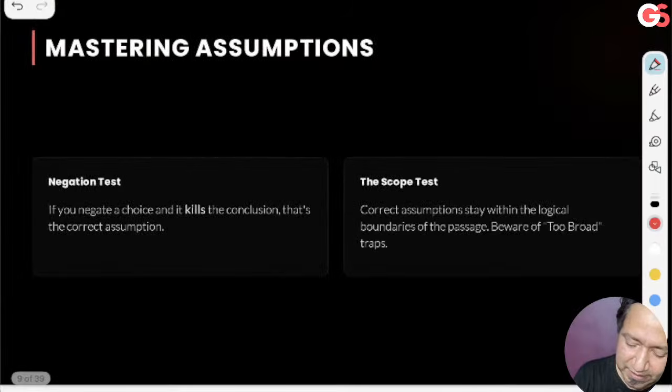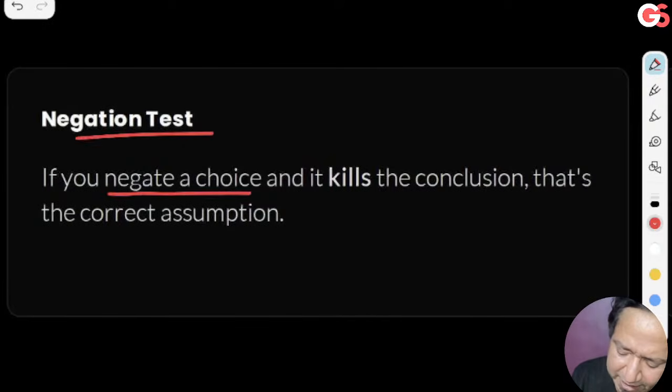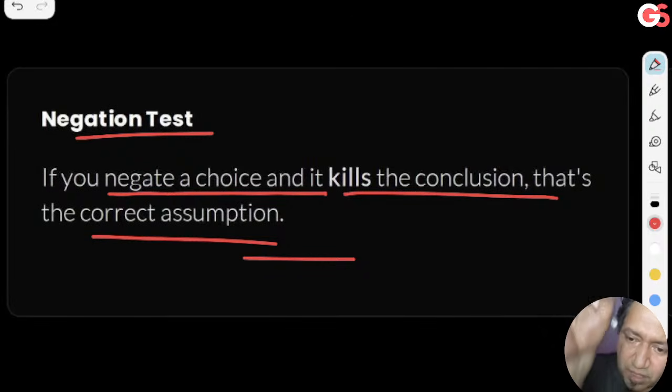Now, next, mastering assumptions. How do you know if something is an assumption, and how do you master the art of understanding assumptions? First is the negation test. If you negate a choice and it kills the conclusion, that's the correct assumption. A premise is given, a conclusion is given, the assumption is not given. The question asks, which of the following can be the assumption behind this conclusion? If you look at the options and negate an option, and it kills or destroys the conclusion, then it's the correct assumption.